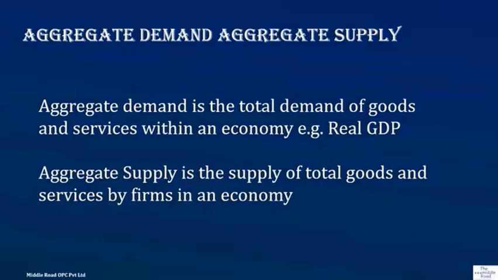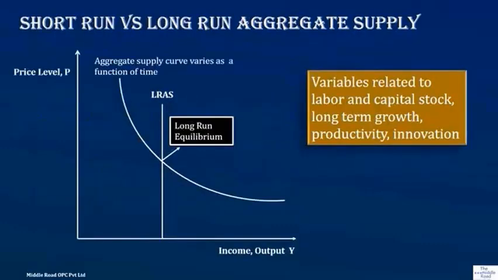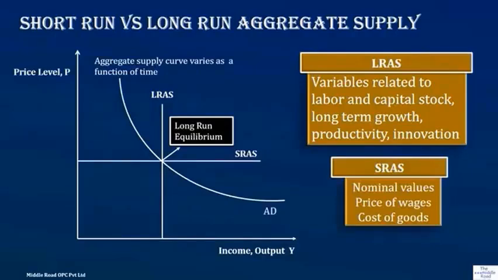We're talking about aggregate demand and aggregate supply. This is the concept which gets introduced here. Aggregate demand is the total demand of goods and services within an economy, for example, real GDP. Aggregate supply is the supply of total goods and services by firms in an economy. And where they cross will be the long run equilibrium.